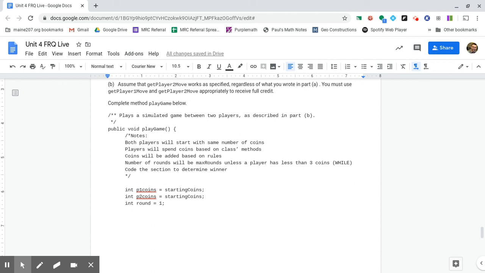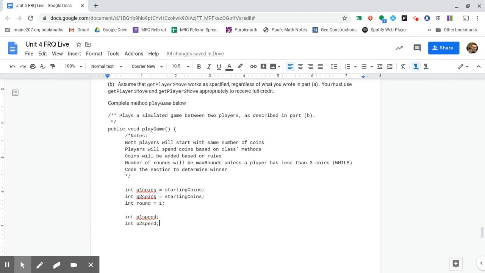The next thing I need to understand is that every single turn there's going to be a move, or how much someone spends, right? So I'm also going to create, I'm not going to set it equal to anything, but P1 is going to have to spend something each turn, as well as P2.